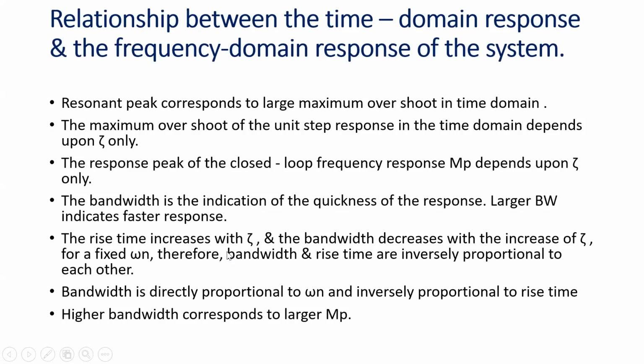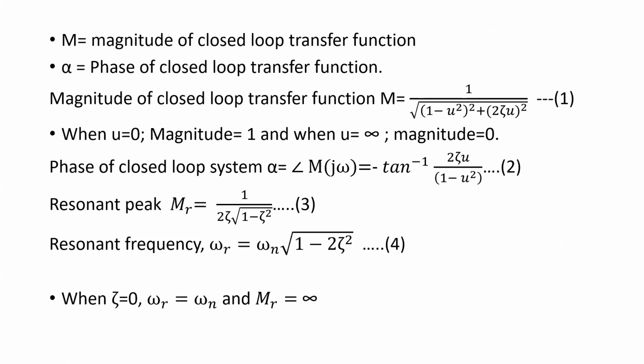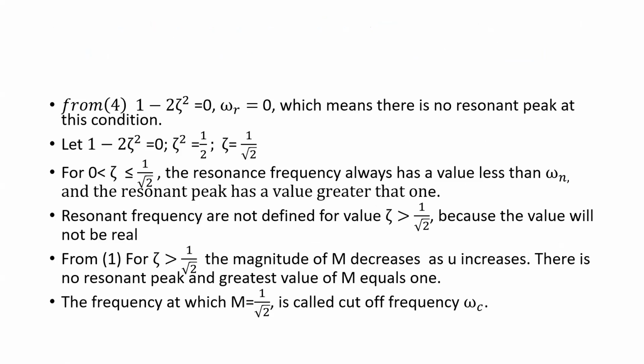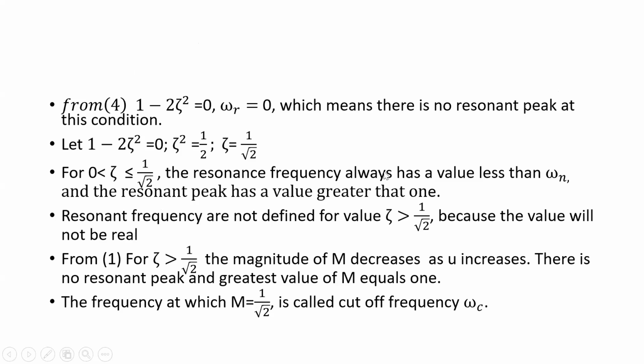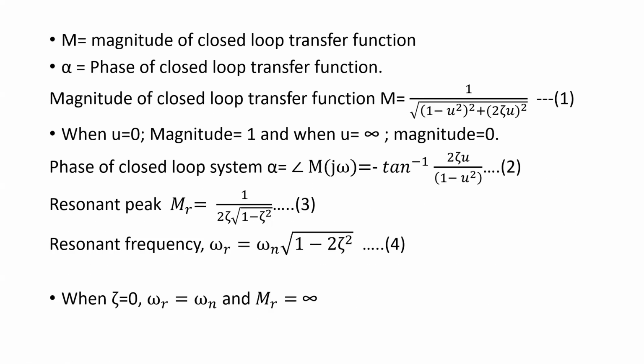Then the resonant peak value: the maximum value it can have is 1. It cannot have any more than 1. Then it depends on the u value. When u was 0, it was 1. As u increases, the magnitude decreases, so the resonant peak will decrease. The maximum value is 1. The resonant frequencies are not defined; you cannot have a resonant frequency for zeta greater than 1 by root 2.